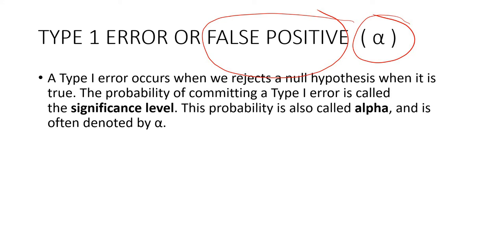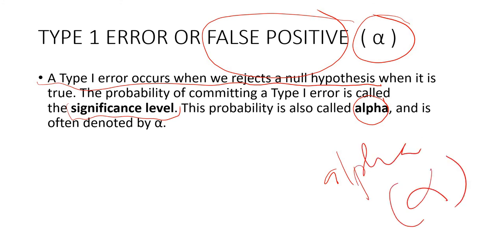See, you are rejecting a null hypothesis but it is true. In the previous example, the null hypothesis was wrong. Sometimes it can be correct as well. Type 1 error occurs when we reject a null hypothesis and it is true. The probability of committing a type 1 error is called the significance level. It's also known as the significance level. The probability is also called alpha. Type 1 error is denoted by the Greek letter alpha. So type 1 error is known as false positive. It occurs when we reject a null hypothesis but the null hypothesis is true.